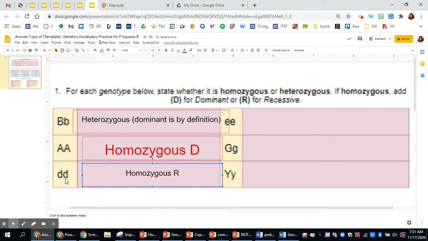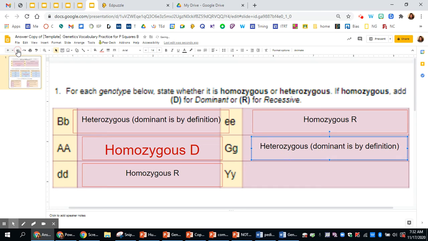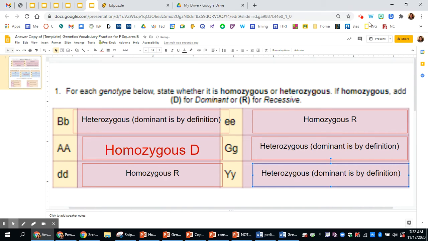Now, little d, they're the same. So you have to have homozygous. Because they're little letters, you needed to put an R behind it for recessive. Little e, same thing. They're the same and they're little, so it's homozygous recessive. Big G, little g, they're different, so it's heterozygous. Again, it's going to have the dominant trait because that's what's expressed. It does the talking, and the little one is silent or not expressed. And finally, big Y, little y, that's also heterozygous.